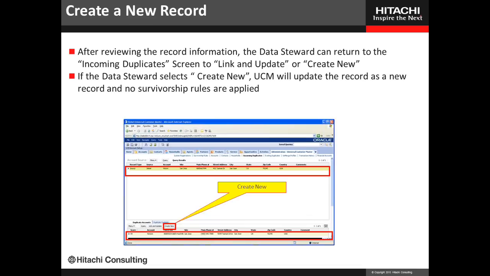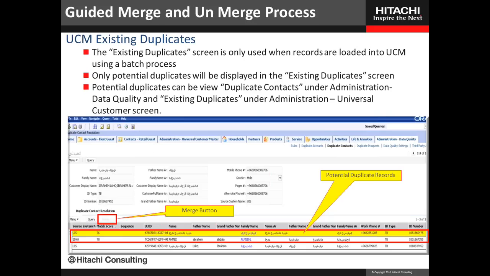Okay, suppose you don't want to merge, then you create a new record. You click on the create new button, and it creates a new record in the hub.